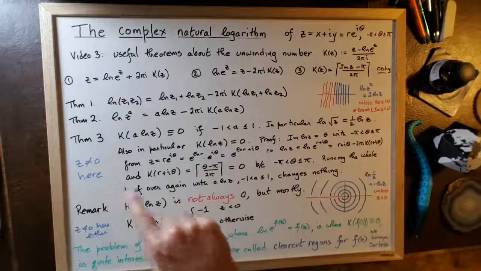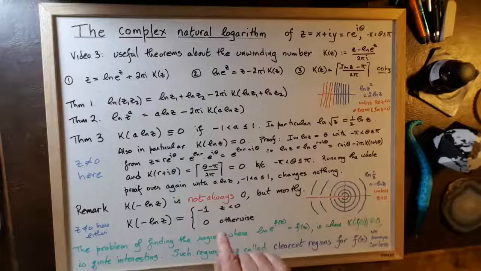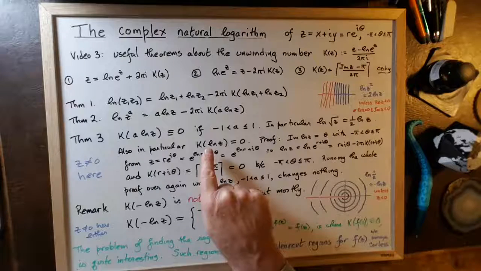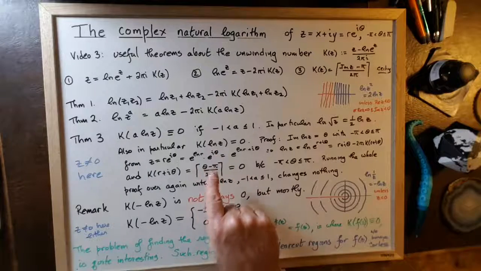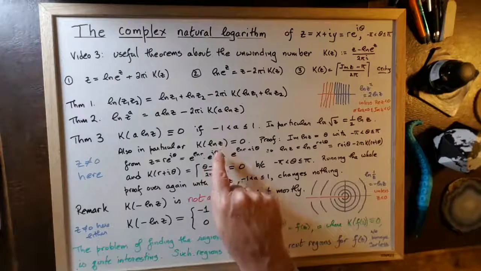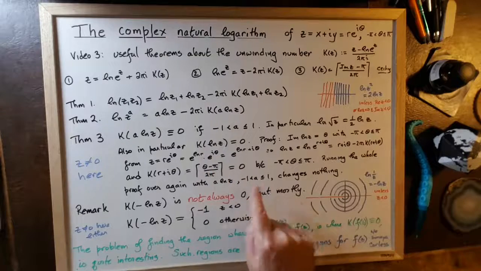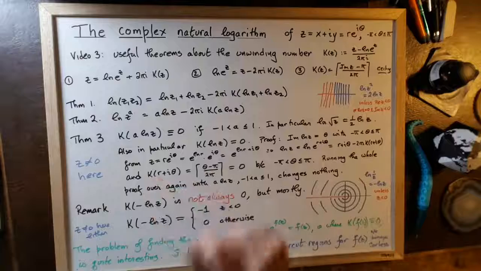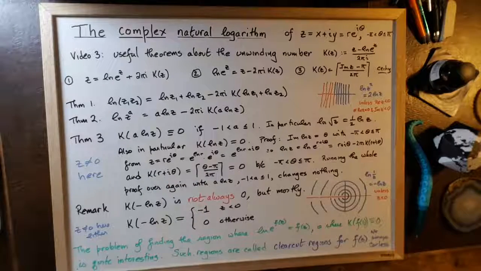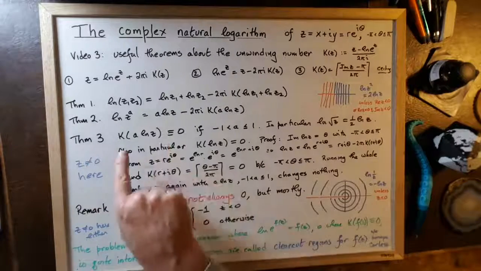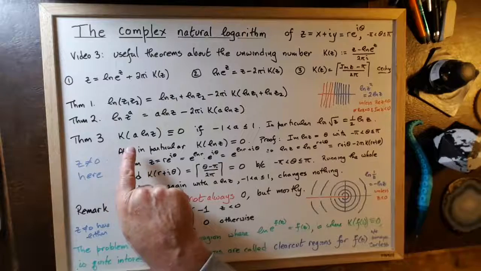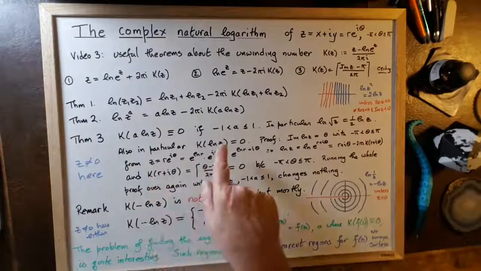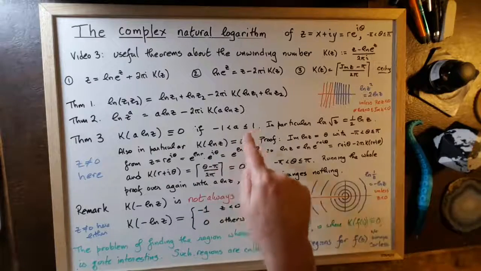Now, if I run this whole proof over again with, instead of log z here, a times log of z, all we do is multiply that imaginary part, theta, by a number a that's between 1 and minus 1. And that doesn't change anything in there, and so the unwinding number is still 0. So there's the proof of theorem 3, that the unwinding number of a times log of z is identically 0 if minus 1 is less than a less than or equal to 1.